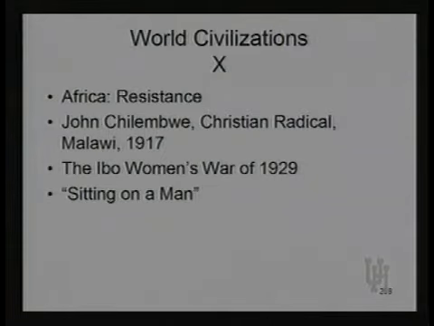Much of the resistance took forms other than armed insurrection. One example occurred in Nigeria in the 1920s. In 1929, a woman in the Igbo tribe, a group of Nigerians located largely in the southern portions of Nigeria itself, refused to let a colonial inspector count her goats, which sounds like a rather uninteresting non-event. But it became very important.